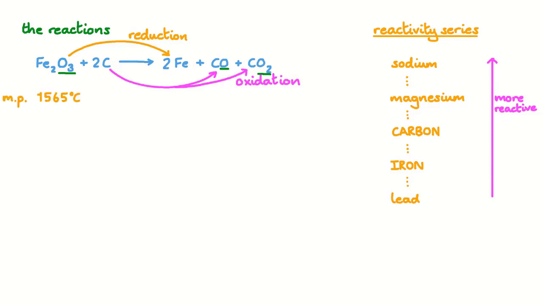Pure hematite melts at 1565 degrees Celsius, while iron melts at a very similar 1538 degrees Celsius. Carbon, however, is relatively stubborn. It won't melt, instead it sublimes at a massive 4827 degrees Celsius. This means, at least until we reach about 1500 degrees Celsius, we'll be dealing with reactants that are all solids. Solids are difficult to mix and the reaction will be extremely slow.